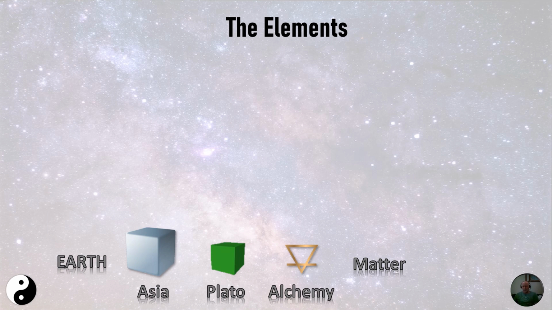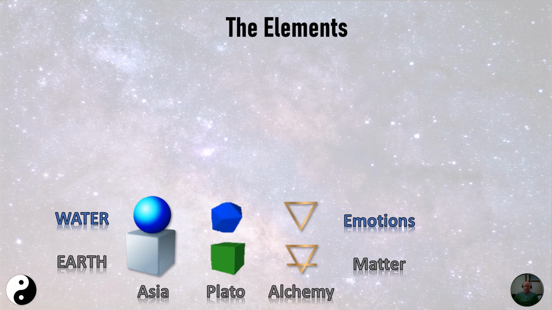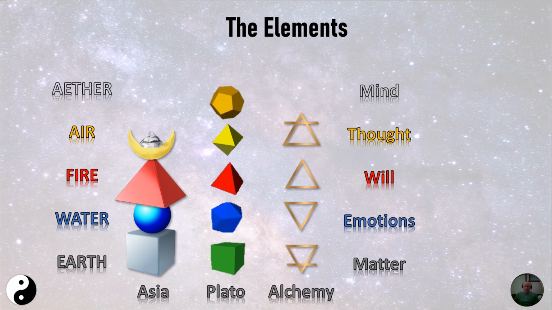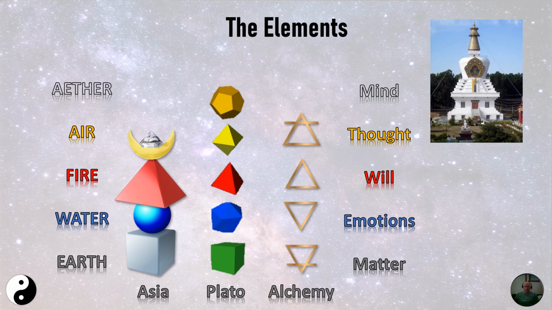So the earth element represents matter. The water element represents the emotions. The fire element represents the will or the intention. The air element represents the thought, thinking, mind, mental. And ether, that represents, again, the mind. So the thought is lower than the mind. The mind encompasses everything. All is mind. That was the principles of Hermes Trismegistus.